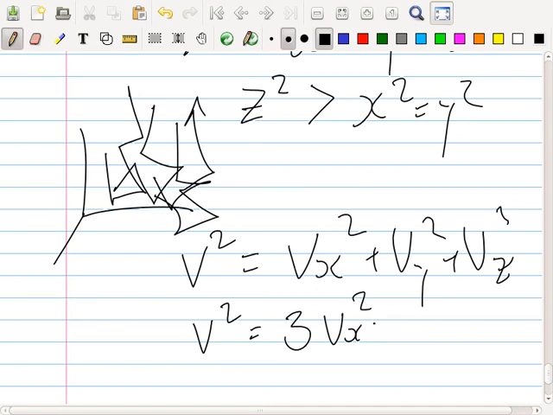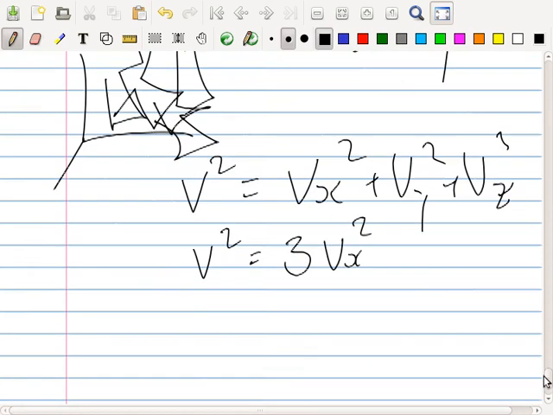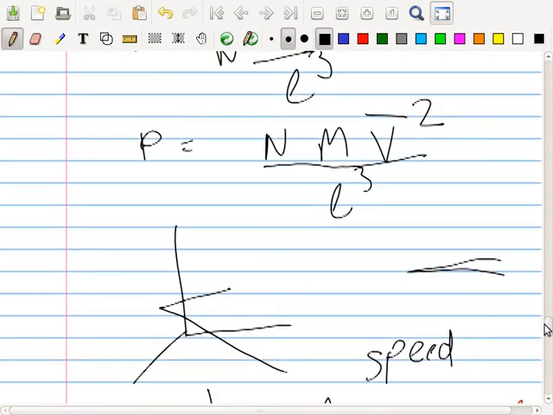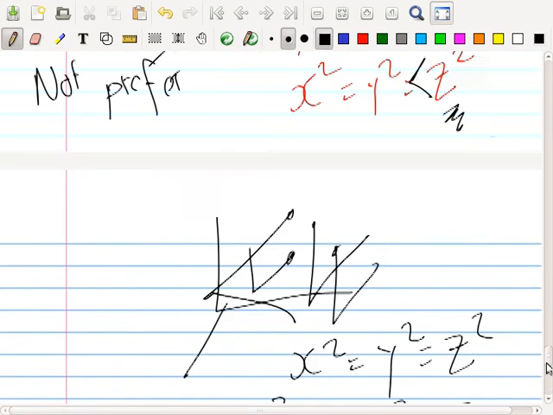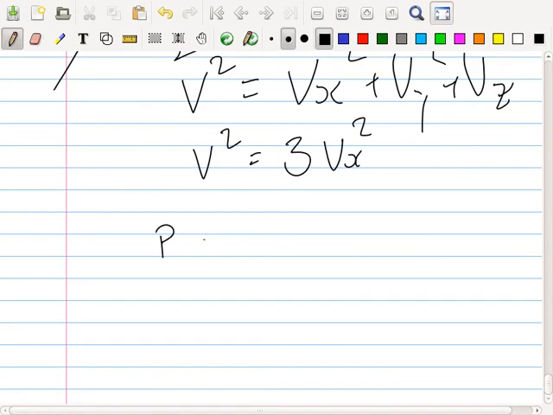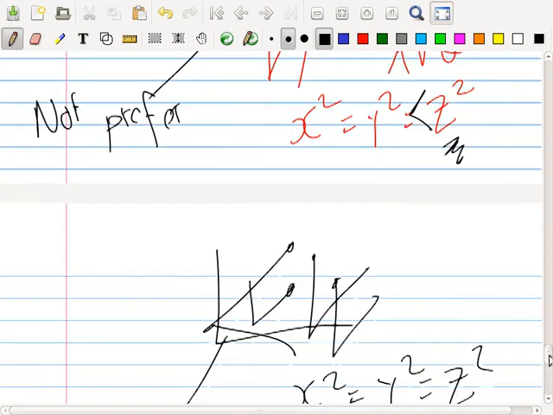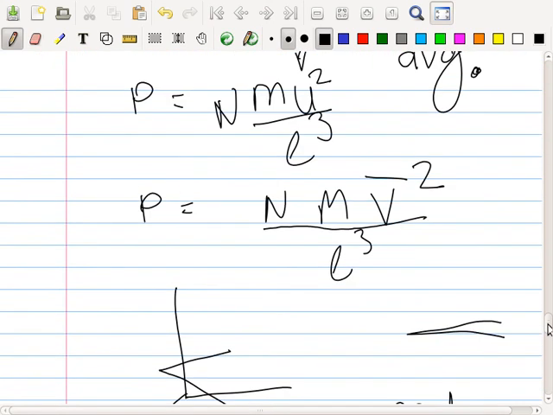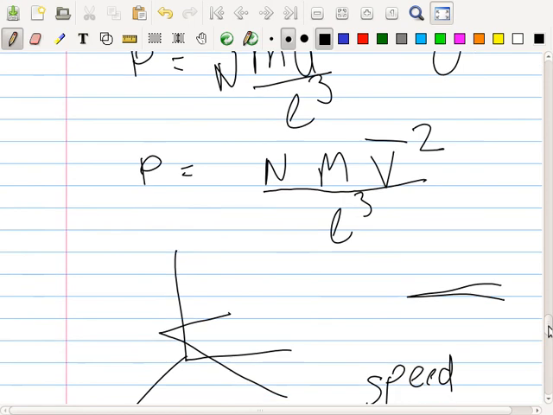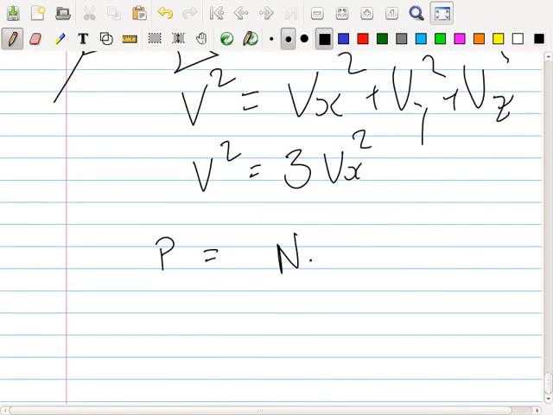Okay? Is that okay? So now I need to put that back into my formula. Where's my formula gone? Here it is. P equals nmv squared over L cubed. P equals, what did I say it was? nmv squared over L cubed.